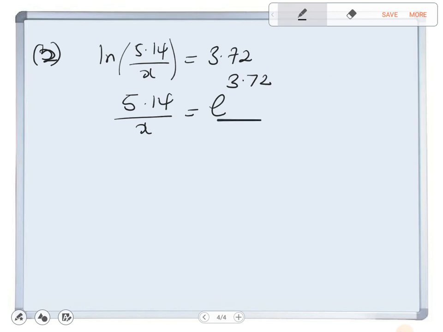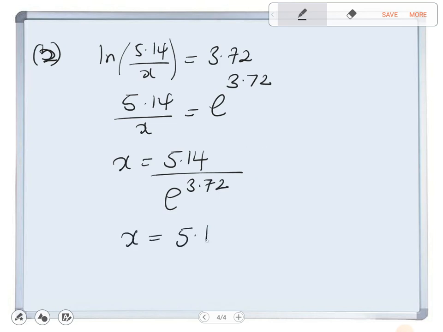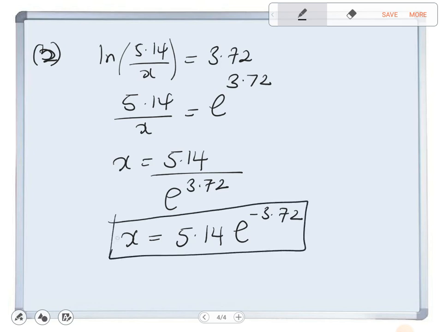Now we can just cross multiply, because this one and this one are inversely related. We get x equal to 5.14 times e to the power negative 3.72, because if we take this one up there, it gains a negative, by the laws of indices. If you want, you can punch it on the calculator, but I don't have a calculator, so I'm going to end here. Thank you so much. I hope you enjoyed these two questions.